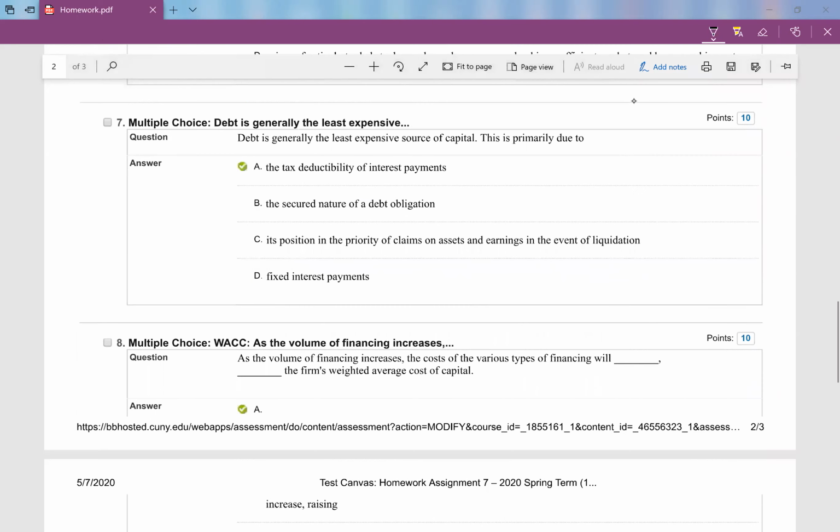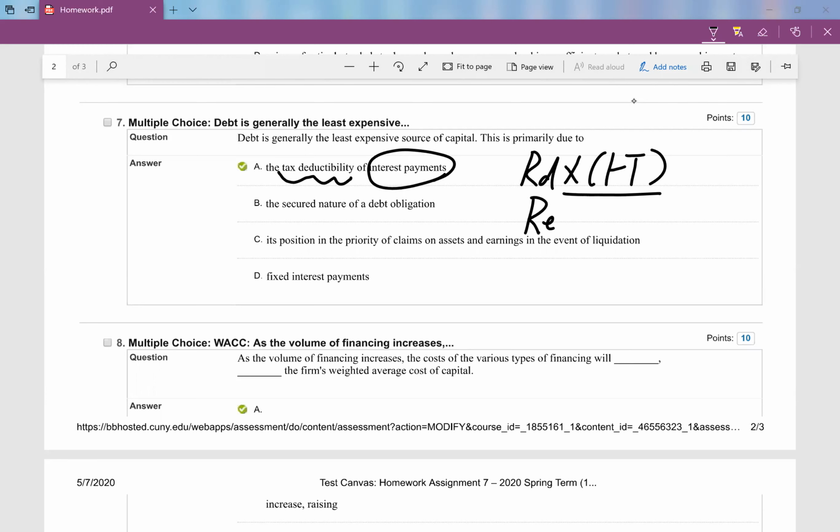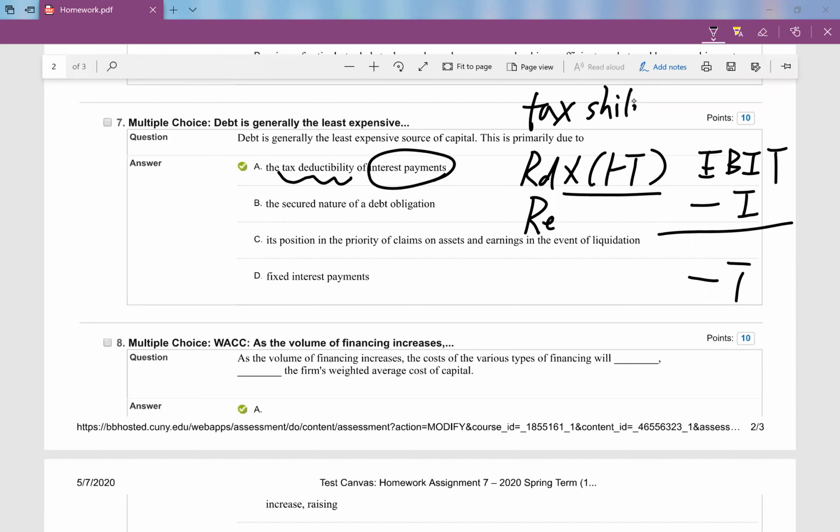Next one. Debt is generally the least expensive financing tool. Why? Because the debt has tax deductibility of interest payment. So when we solve the cost of debt, we must times 1 minus t. But our stock, our equity financing, has no such benefit. Why is this different? Because when we solve the net income from the operating income, we first need to minus the interest, then we need to minus tax. So interest is paid before the tax. That's why our cost of debt can enjoy the benefits of tax shielding, the tax shield.